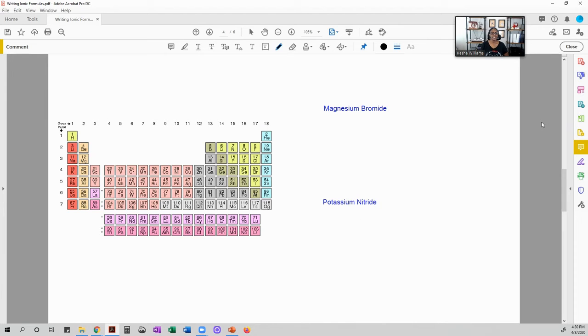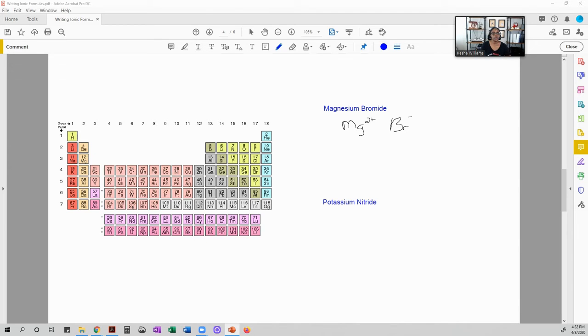So now let's look at examples where the 1-to-1 ratio does not exist. The first example is magnesium bromide. We know that magnesium has a 2 positive charge, and bromide, being in group 17, has a 1 negative charge. So we can see that the positives do not balance out the negatives. You will have an overall positive charge if we would try to bond these into a chemical compound.